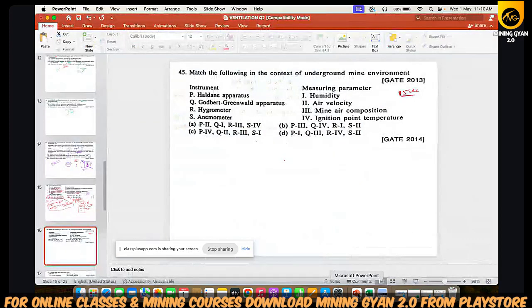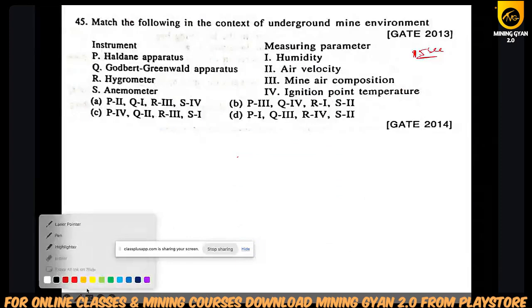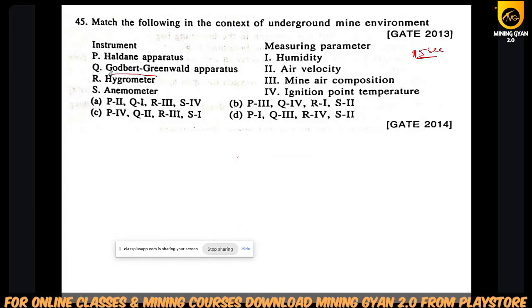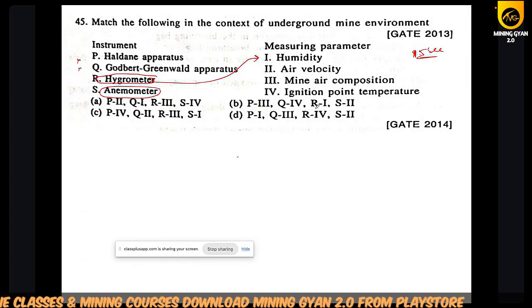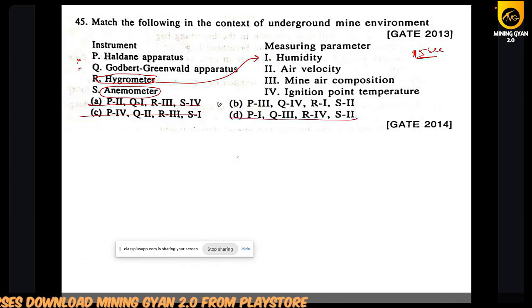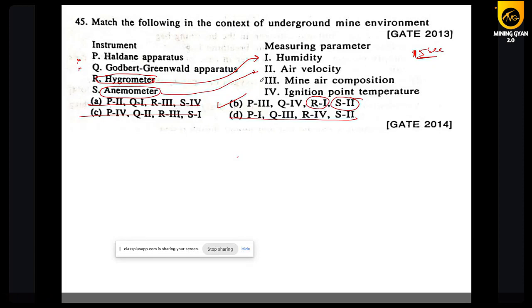Okay, what do you know about this question? In this question, you know hygrometer and anemometer, or suppose you don't know about it. First, think about it. Hygrometer is humidity. Now try to eliminate options: R is 1. You have only one option. For cross verification, you know anemometer is the air velocity. So S is 2, R is 1.